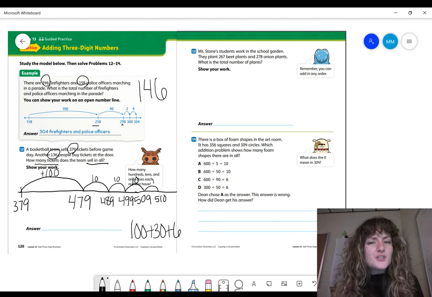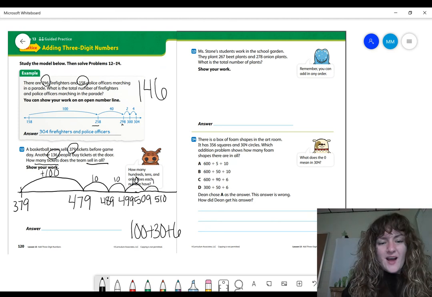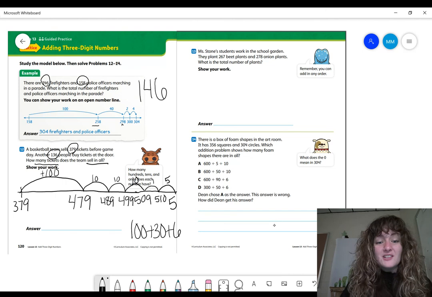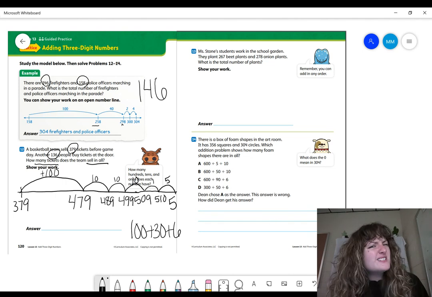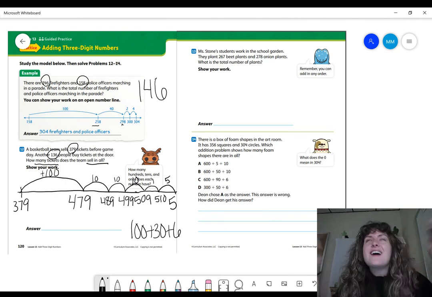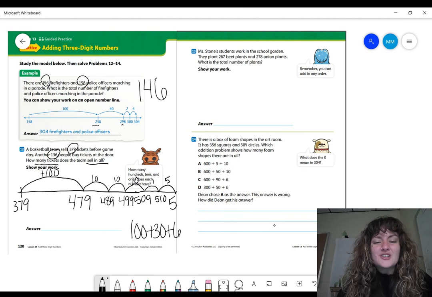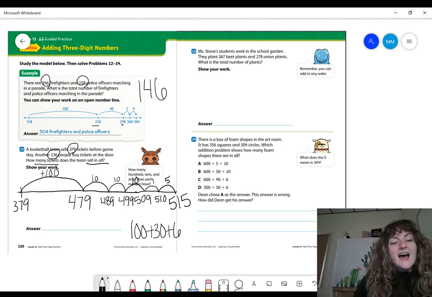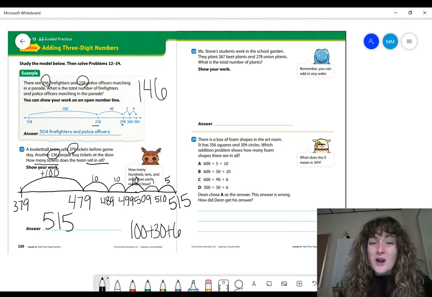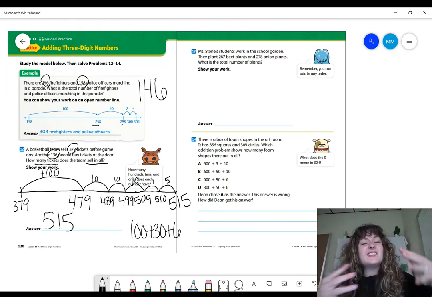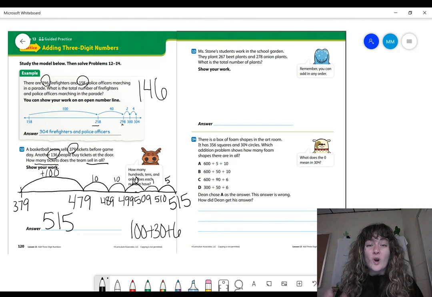How many more do I need to add to find my whole? 5 more ones. So 510 plus 5 more is 515. What place is changing? My hundreds place, right? No, my ones place. So 5 hundreds, 1 ten, and 5 ones. Whew! That took a while, but it helped us solve our problem, right? And this helps us see the value of those digits working together.